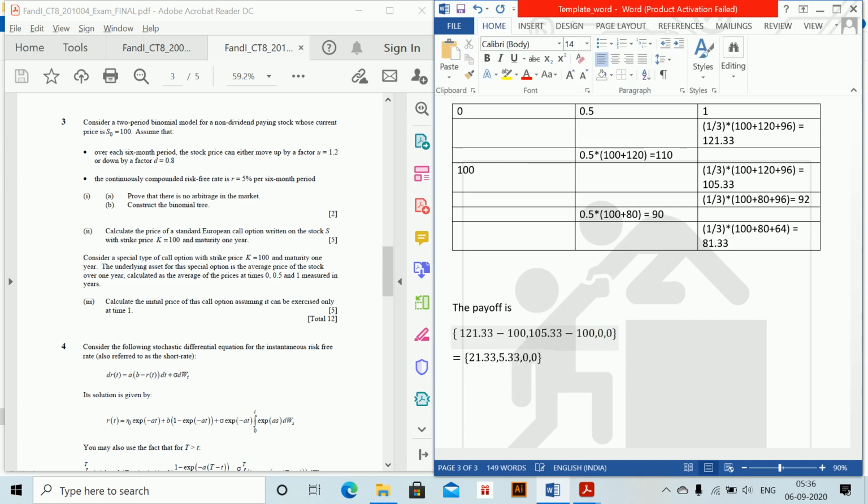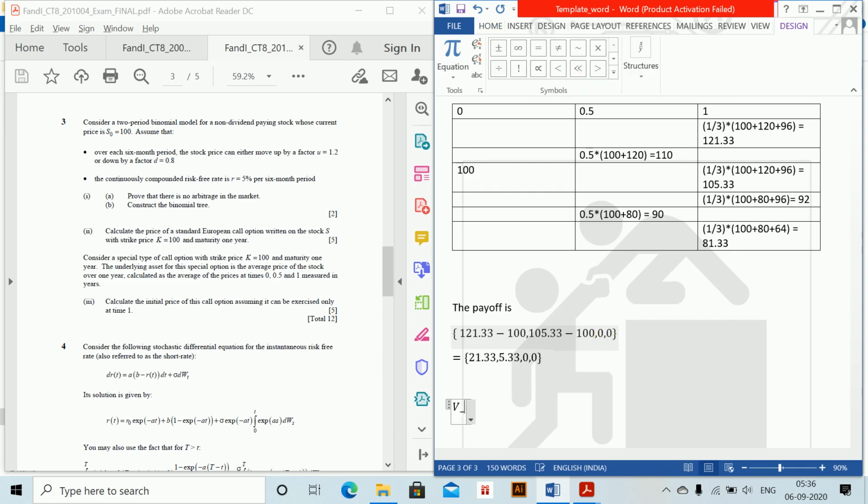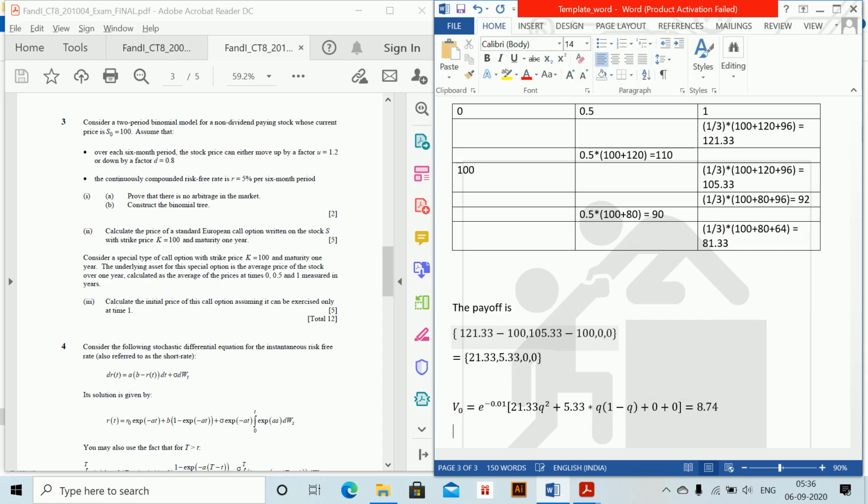Okay, and then V_0 is equal to e to the power minus 0.01 in brackets 21.33 q square plus 5.33 into q into 1 minus q. Non-recombining tree, so this will not be into 2, and then this is equal to 8.74. Okay, so this is how you calculate binomial trees.